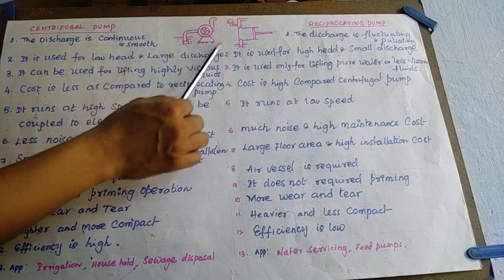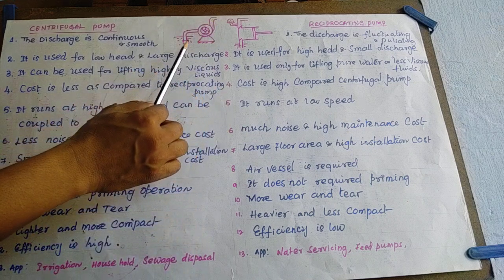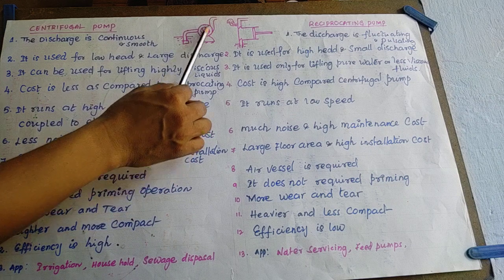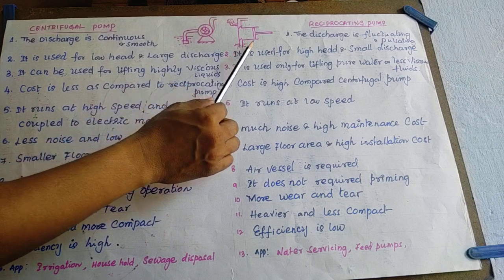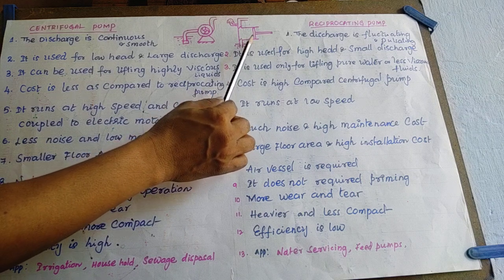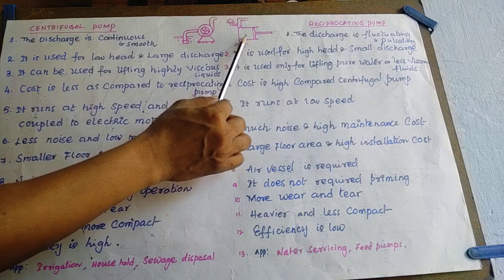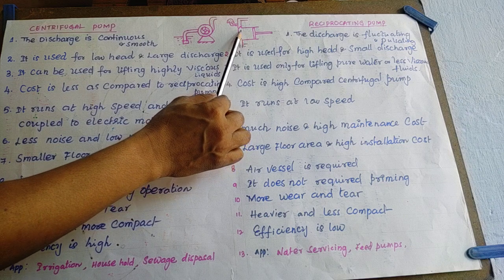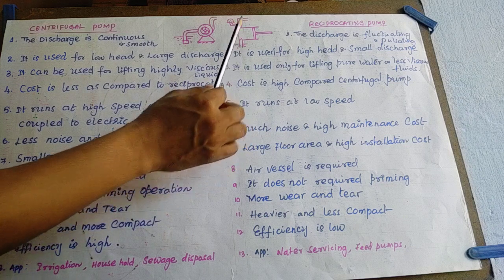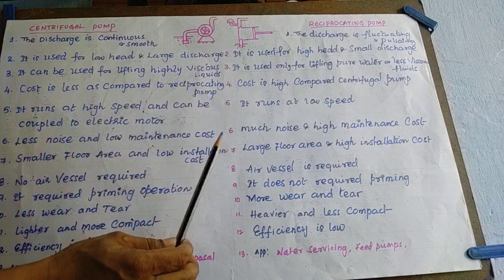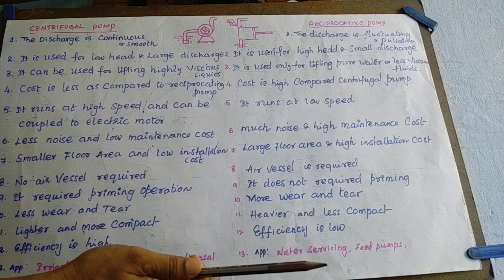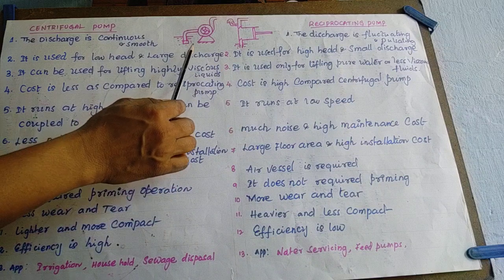The basic principle used here is to increase the pressure head of the water by using the dynamic action of the impeller, and here the basic principle is that by reciprocating the piston, the displacement of the water takes place, due to that the pressure of the water is increased, and both the pumps are used to lift the water from the lower level to higher levels.